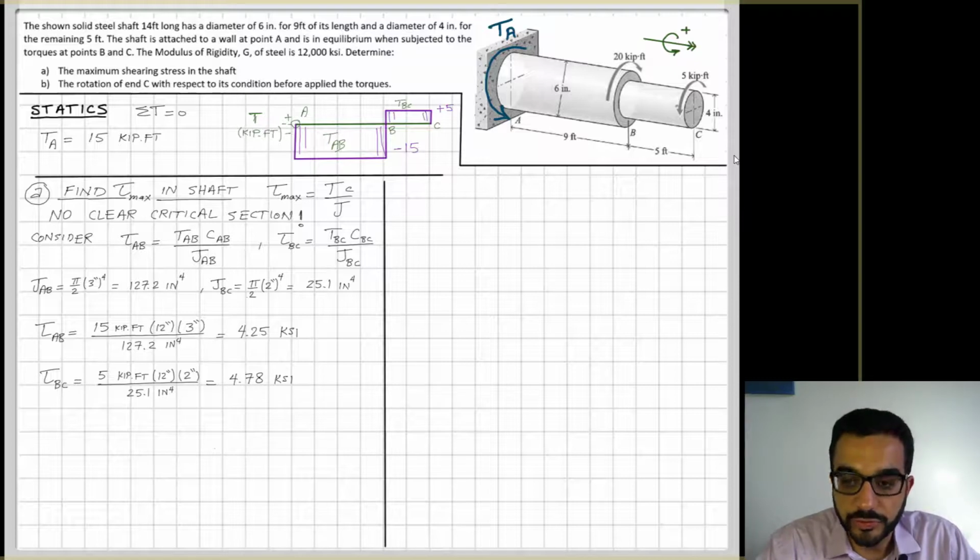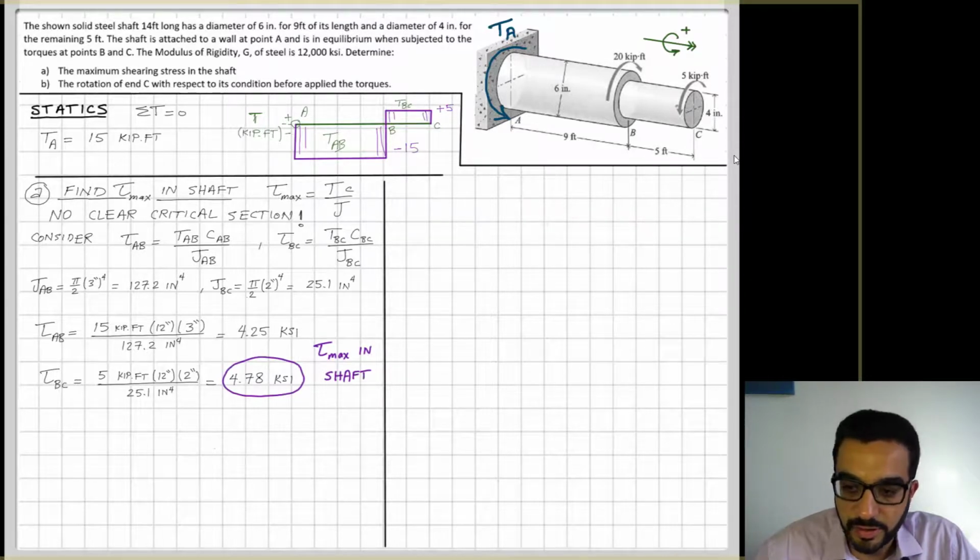You see it's a pretty close call here, but from the values that I calculated, not based on guessing, the critical section will be the section between points B and C, and the maximum shear stress will equal 4.78 KSI. Pay attention here to one thing, the conversion of units. So for tau AB, the torque is 15 kip foot, and I wanted to make all my units inches, so I multiply by 12 inches per foot, and the radius is 3 inches. So pay attention to the units here.